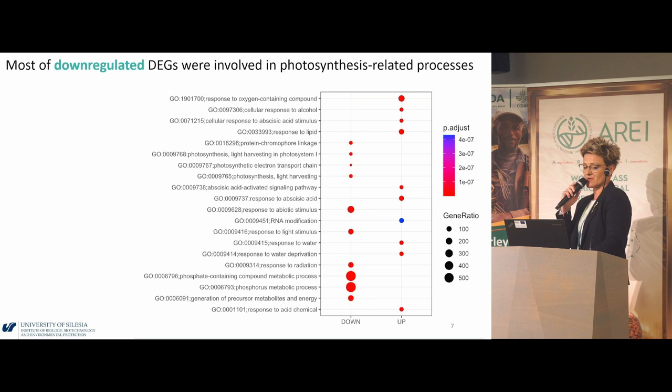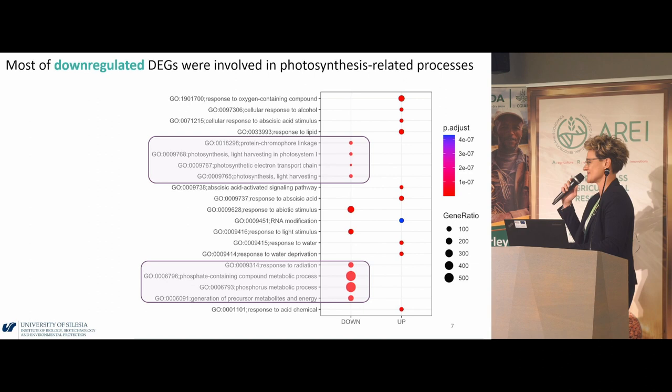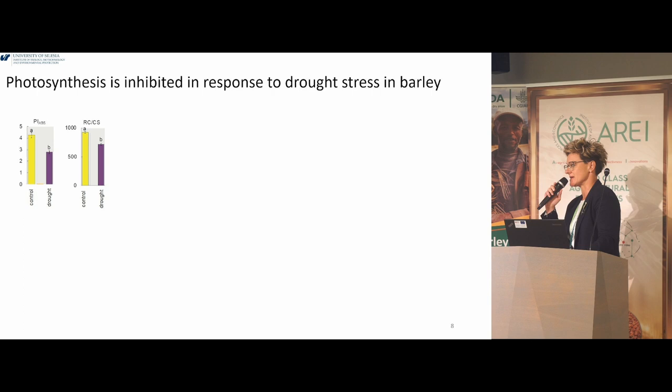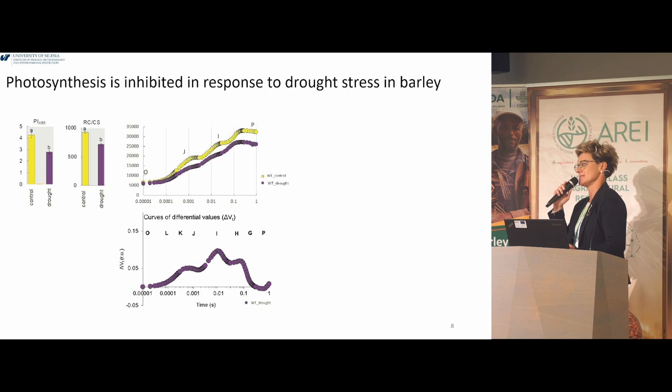When we looked deeper into the genes that were regulated at the level of transcription, the downregulated genes were mostly annotated as photosynthesis-related processes, which is not really surprising to us because we know that photosynthesis is much inhibited in response to stress. We also confirmed that by physiological analysis, using chlorophyll fluorescence, we were able to discern that photosynthesis is really decreased in our plants after drought stress treatment. When you look at these two curves, the purple one is for drought stress, the yellow one is for control plants, you see that the purple line is decreasing. It means that plants really suffer because of the drought stress. When you look at the second curve, you will see differential peaks, and these peaks indicate bad things which are happening.